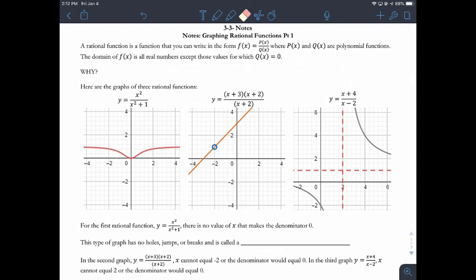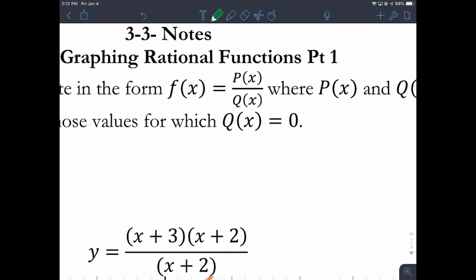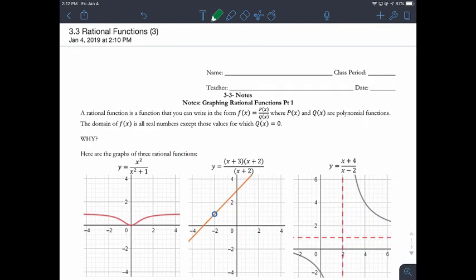The domain of f of x is all real numbers except those values for which q of x, which is the denominator, equals 0. Because then, if we were to replace q of x with a big 0, we'd have p of x divided by 0. Can we divide by 0? I did not think so. So, why can you not divide by 0?